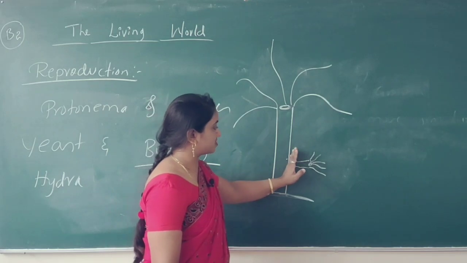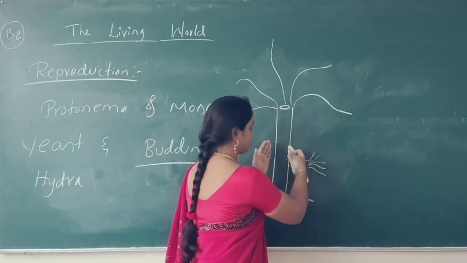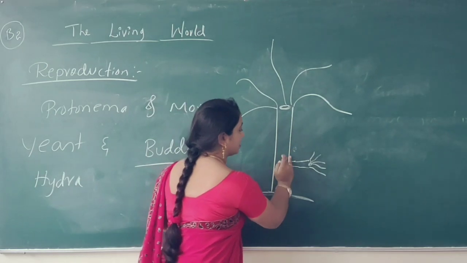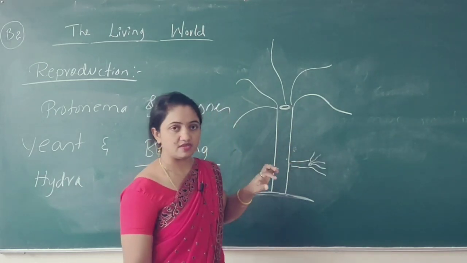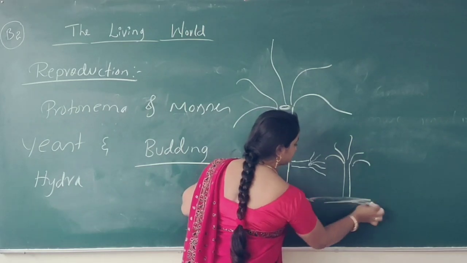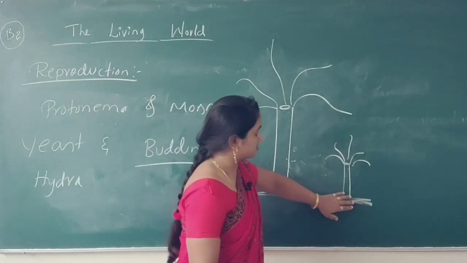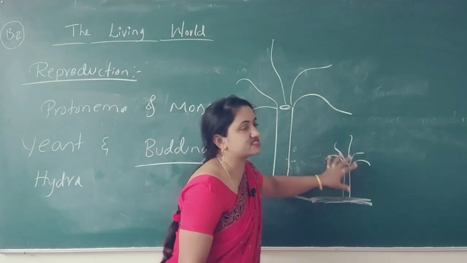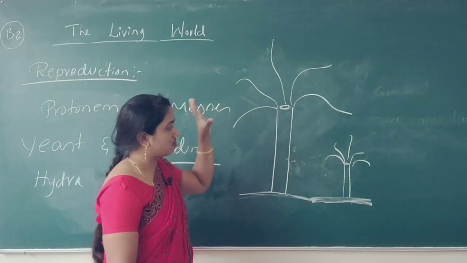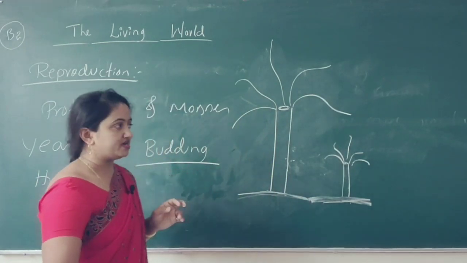Then, after growing to some extent, not complete maturity, while attached to the parent body itself, it will get detached from the parent body and fall onto the substratum. Here it will be the substratum. When it falls onto the substratum, there it starts developing. So we can conclude that Hydra and yeast reproduce a new progeny by forming a bud.